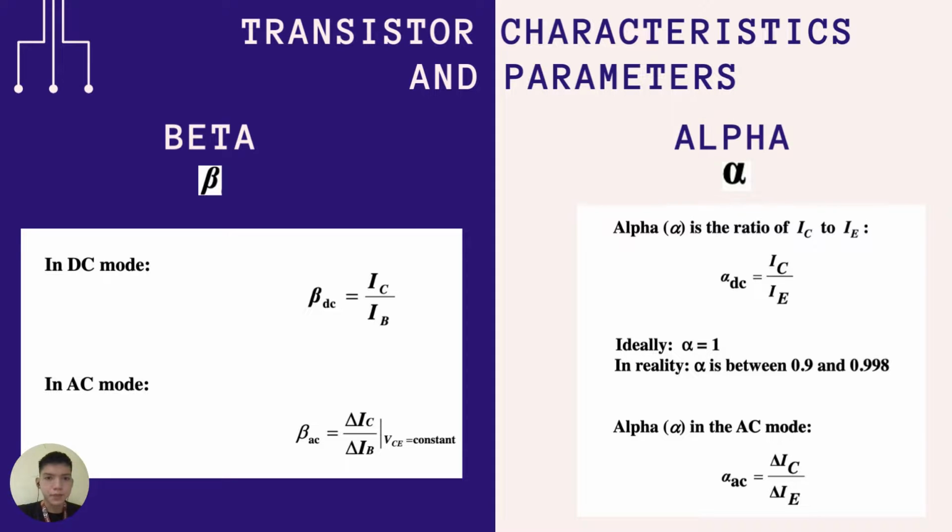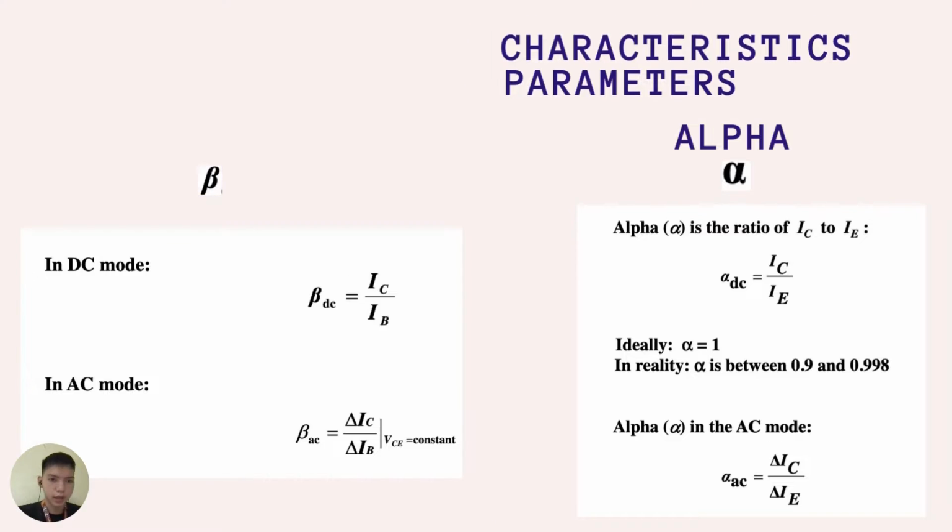While your alpha, alpha is the ratio of IC to IE. Your alpha in DC is just equal to IC over IE. Ideally, your alpha is equal to 1. But in reality, your alpha is between 0.9 and 0.998. Your alpha in the AC mode is just equal to the change in IC over the change in IE.